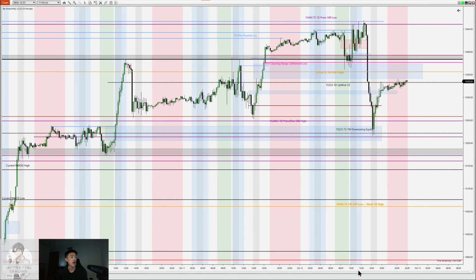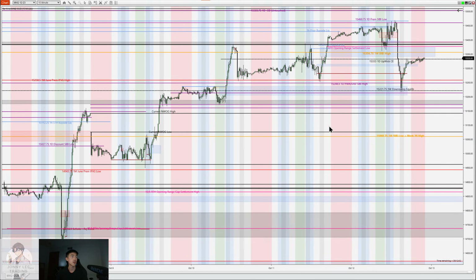How low can it go? Well, it can go here. This is where, within that weekly volume imbalance, there's relative equal lows here. You could go down into this area here where it's got a liquidity void where no trading has occurred and only upside. It can go down to there.